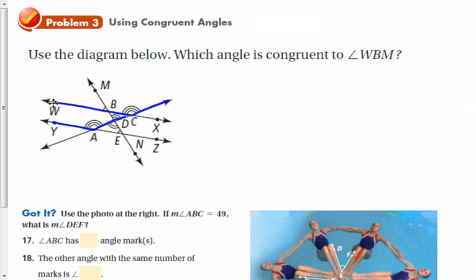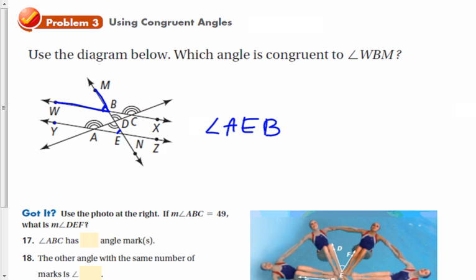So what we're doing here is looking for one that is congruent to angle WBM. WBM is this angle right here. And notice it has one symbol there, so we're looking for another angle with one symbol, and that's that one. We're going to use three letters to show that angle. You can't just use one letter because that could represent more than one. But we're going to say angle AEB. You could put AEM also for that angle.